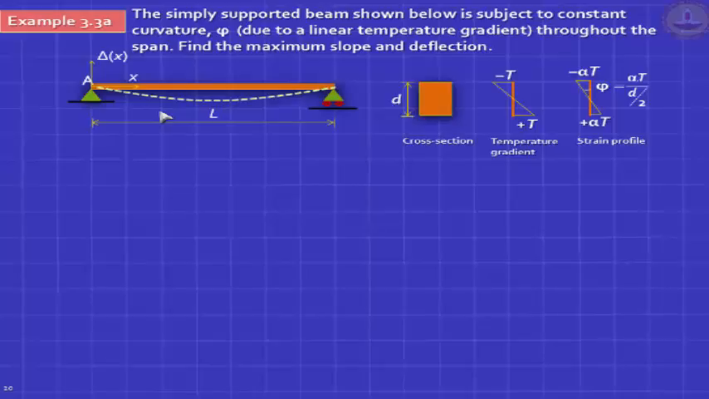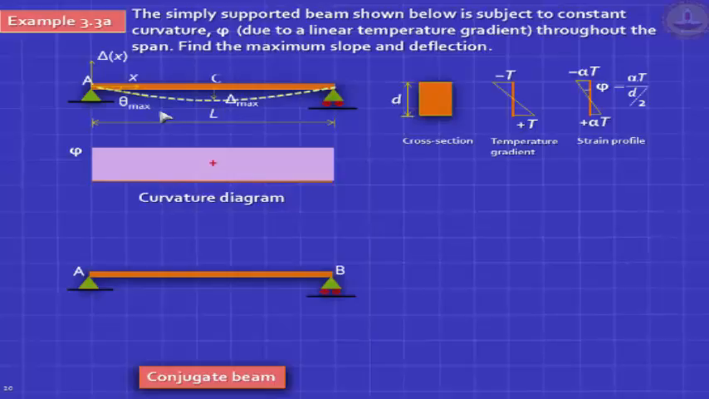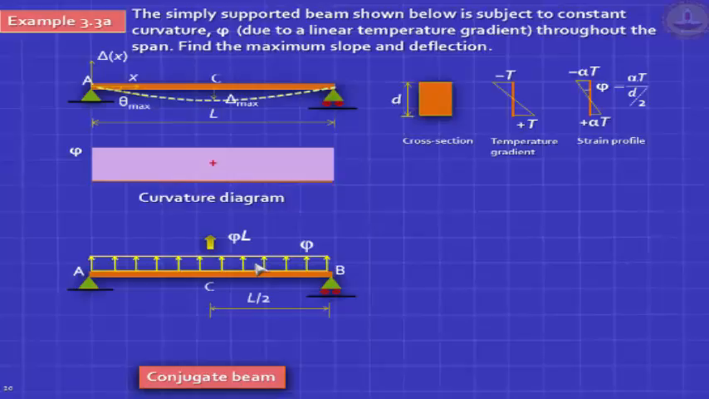So what do you do? Well, the curvature diagram is given to you. What will you do? You have to draw the conjugate beam. The conjugate beam is also simply supported. The loading on the conjugate beam is nothing but the curvature variation. The curvature diagram is the loading on the conjugate beam. And you know that the total area of the load, the total imaginary load, is phi into L.